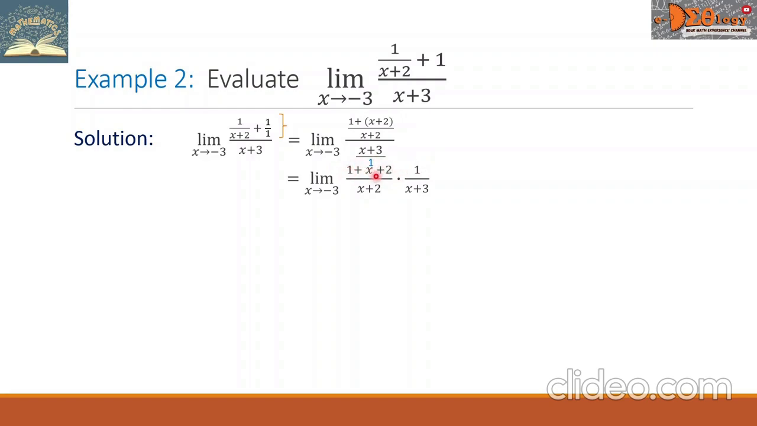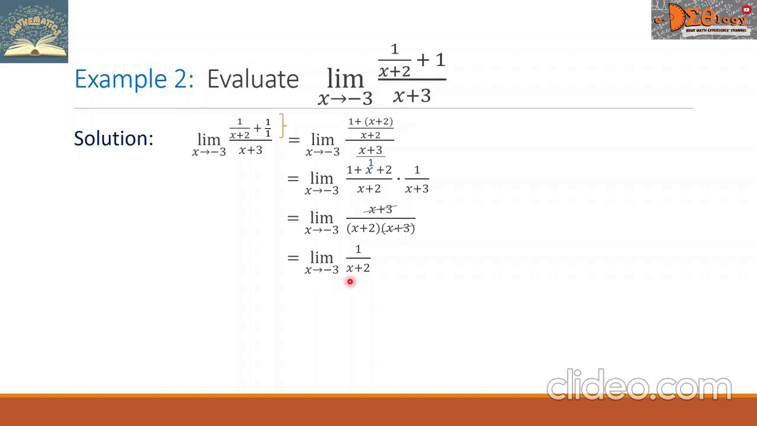Now we simplify this expression by combining 1 and 2. 1 plus 2 will be x plus 3, all over, we just put together the two factors. It's here, so we write the limit as x approaches negative 3. Now we can see that there are common binomials in the numerator and denominator that we can cancel out. We write again our simplified form, 1 all over x plus 2. And from here, let us evaluate the limit.